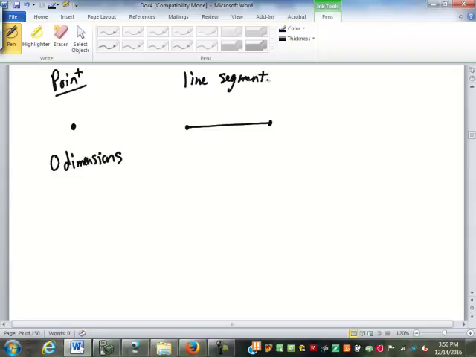Now, in practical application, it's often called a line. Mathematically, a line goes on forever in both directions and never stops. But in practical application, we're only looking at a piece of line. Nothing goes on forever in practicality. So we're looking at a piece of line, the line segment. So we'll often just call that a line. Notice that has moved one direction. That movement in one direction makes it one-dimensional.